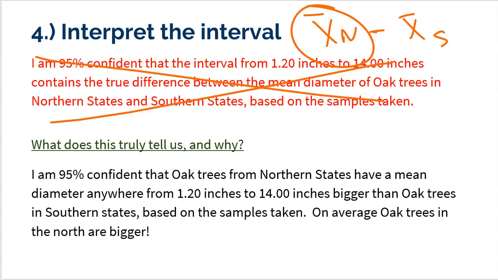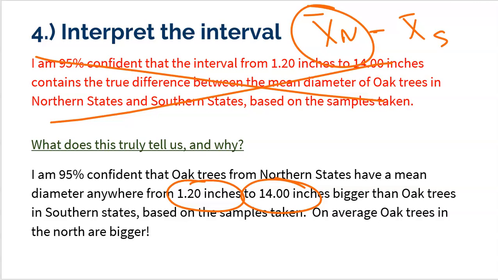So I'm 95% confident the oak trees from the northern states have a mean diameter anywhere from 1.2 inches to 14 inches bigger than oak trees in southern states, based on the samples taken. So on average, oak trees in the north are bigger. So the researchers have just, I don't want to say proven, but they have just justified this idea that there is a difference. There is a difference between oak trees in the north and south, and it does appear that oak trees from the north are bigger. They could be just slightly bigger, or they could actually be considerably bigger. I don't know what the truth is. It's just somewhere in that interval.